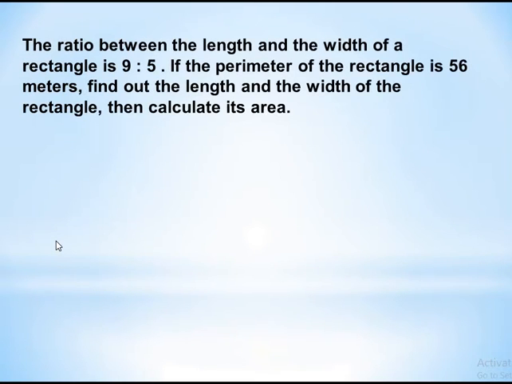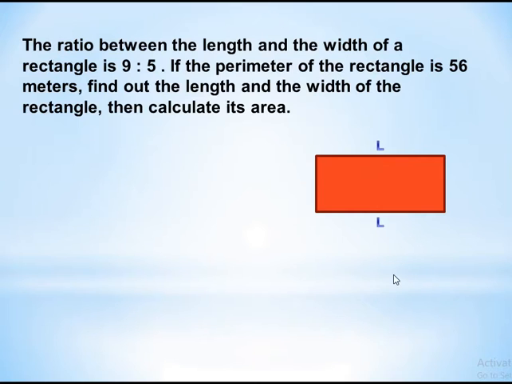The ratio between the length and the width of a rectangle is 9 to 5. If the perimeter of the rectangle is 56 meters, find the length and the width of the rectangle, then calculate its area. This exercise is very important. Okay, let's understand how to solve it. Let's draw the rectangle, just to understand why we make this.